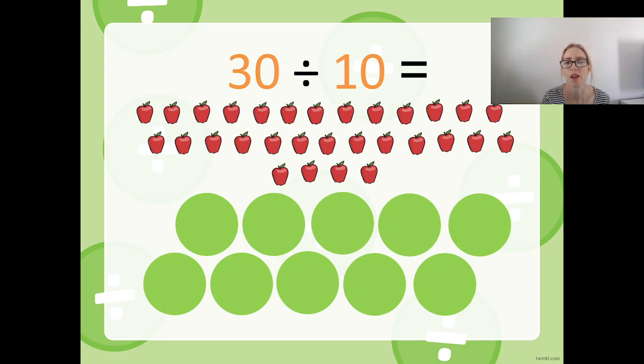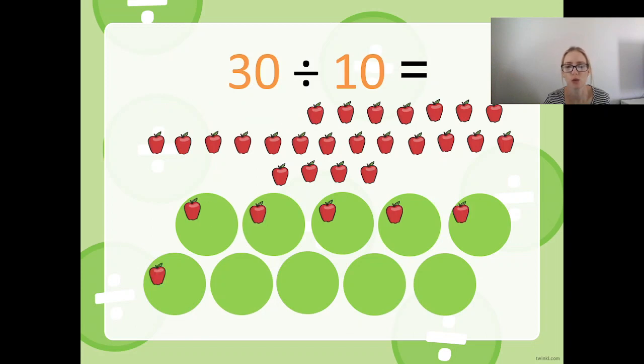All right. We have 30 divided by 10. I'm not going to get you to draw your 10 plates. It will take a long time. You're just going to watch this one. You're going to count with me as well to make sure I am sharing out my 30 equally. It's a good way to count. We're going to count backwards from 30. So 30, 29, 28, 27, 26, 25, 24, 23, 22, 21, 20.